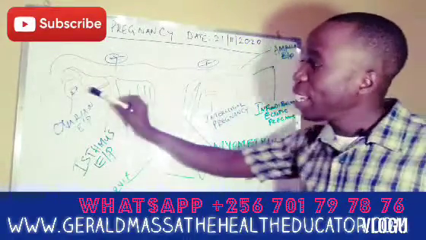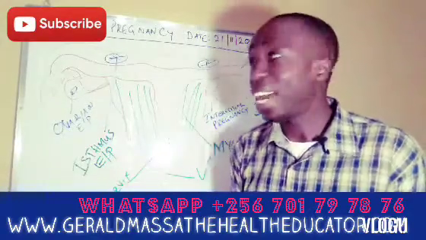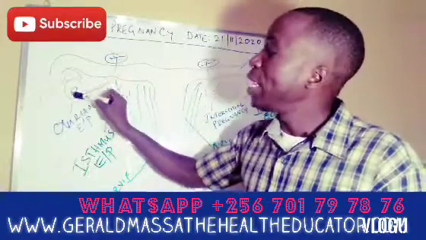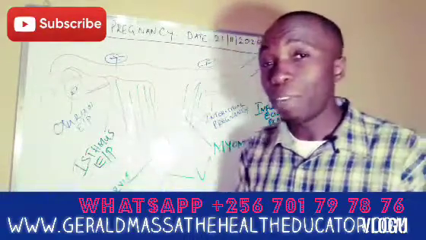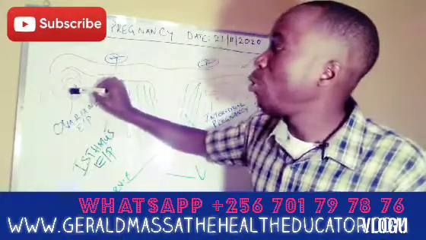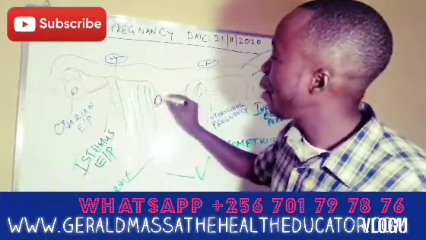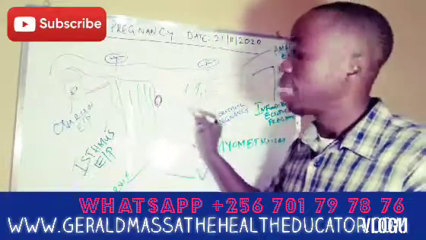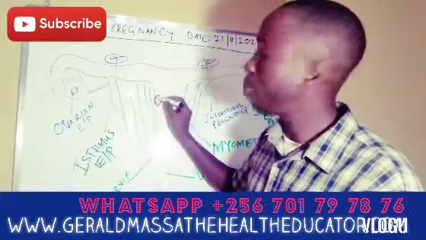So when an egg has been released on the 14th day, let's take an example that the egg has been released on the right side. When it has been released, it stays around for 12 to 24 hours. And when it has been fertilized, it will travel through this whole distance, through the fallopian tube, and then it will come up to around this area where it will implant. Now, implantation may take place on either side. It can take place on this side or on this side.